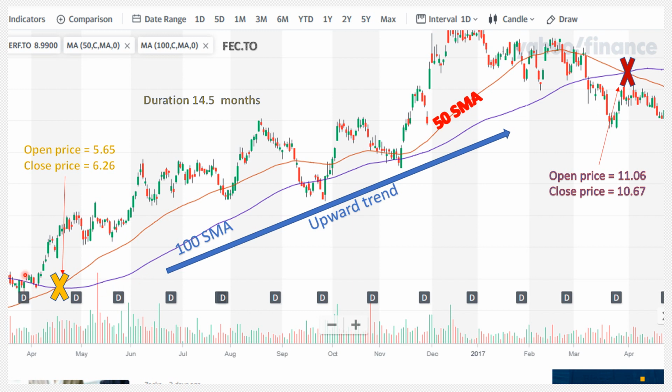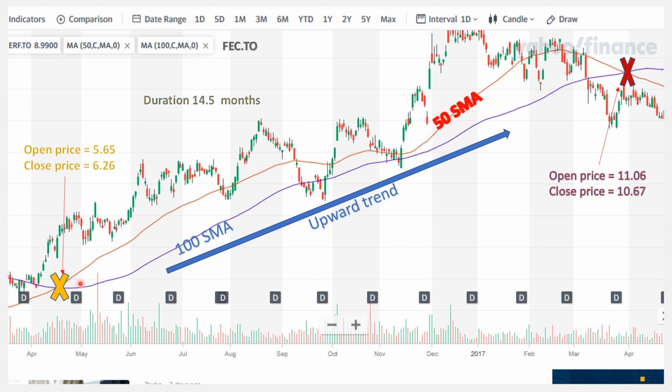The second condition must be the price trend must be above the 100 SMA, which it is. The third condition is the smaller moving average 50 SMA should cross the longer SMA, 100 SMA, while going upward. And the point of intersection, which is this point, must be below the price, which it is. At this point is called golden cross.